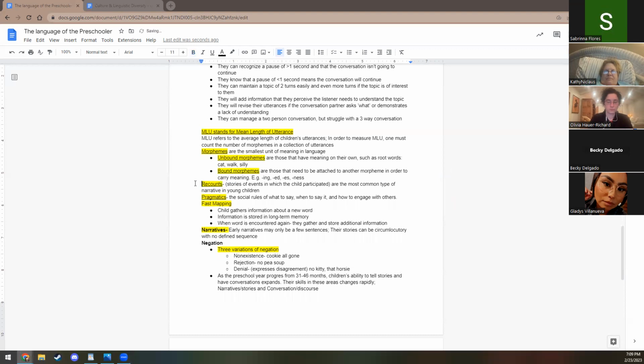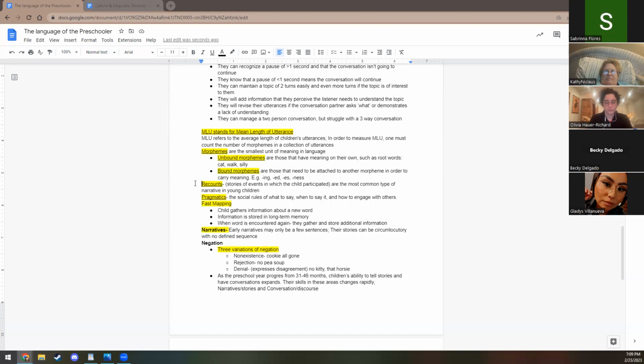Recounts. It is a story of events in which a child participated. This is the most common type of narrative in young children. Pragmatics, again, we learned this last semester during the first module about pragmatics. And it's the social rule of what to say, when to say it, and how to engage with others.